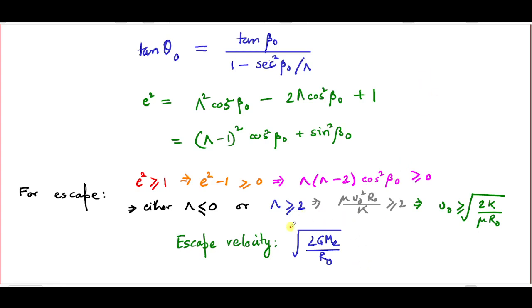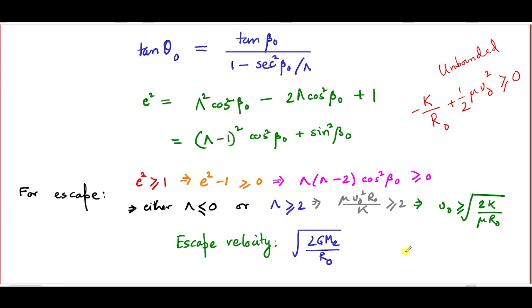Indeed, using energy considerations, this result could have been figured out in a much quicker fashion by simply using the fact that the potential energy at a distance capital R0 is given by this. The kinetic energy would be half mu v0 square, and for this to be greater than or equal to 0, which is what you need for unbounded orbits, would immediately give you this result for v0. That is the reason why there is no mention of the angle in here.